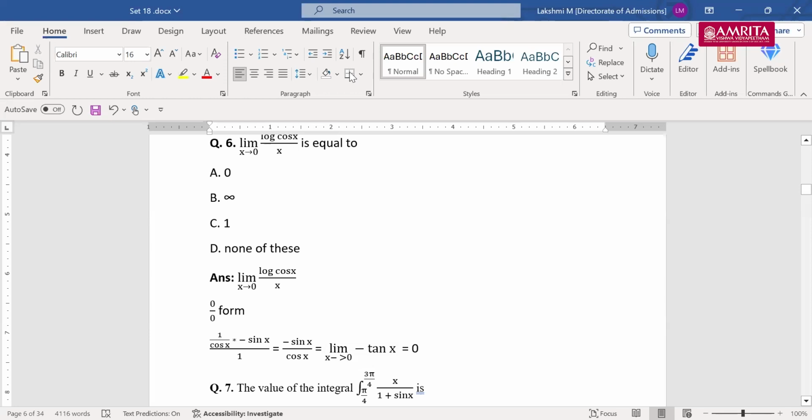A very simple question. Even these type of questions also come in examination.